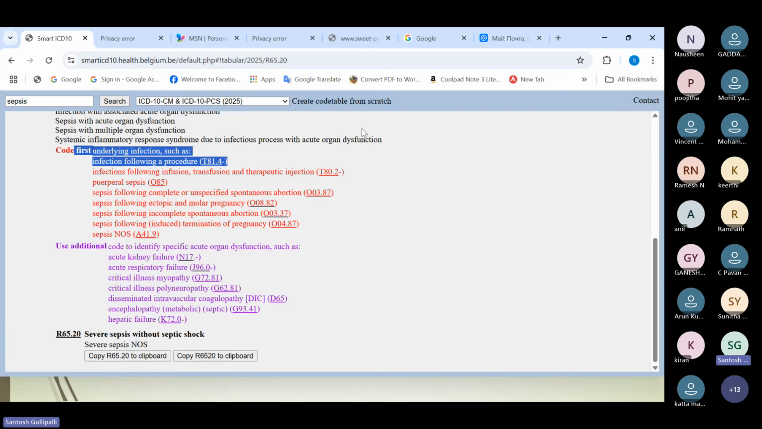Next, infection following infusion, transfusion, and therapeutic injection. That means severe sepsis following infusion, severe sepsis following blood transfusion, or severe sepsis following any therapeutic injection. The sepsis source is an injection, an infusion, or a blood transfusion. At that time you can give the complication code T80.2 series as the primary code, and give an additional code for severe sepsis.